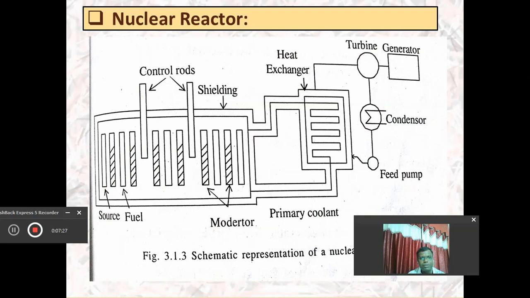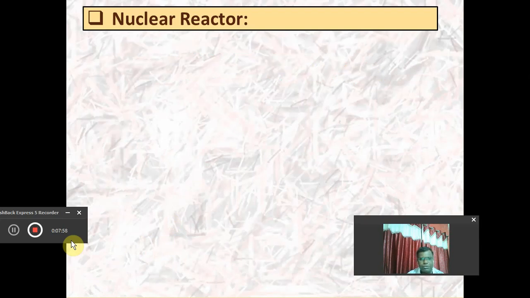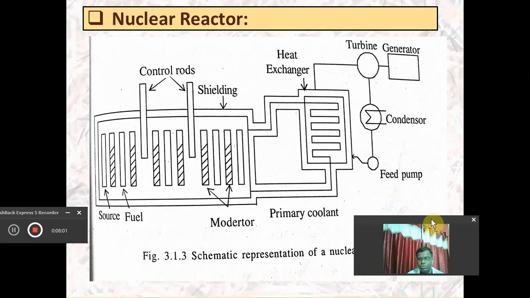Before going to discuss the next part, whatever components we discussed are called neutron source, nuclear fuel, core, moderator, control rods, coolant, neutron reflector, and the last one is the shielding. So how these are arranged or connected to one another to form this device called a nuclear reactor, that we can see with the help of this diagram here. So I will try to show you this diagram.